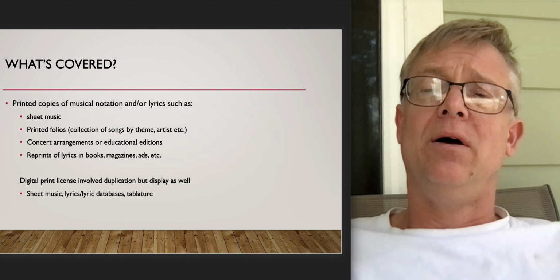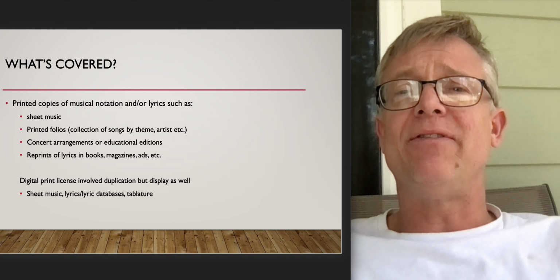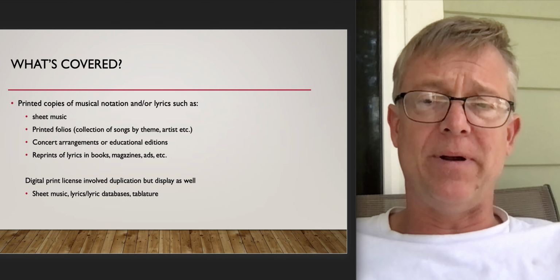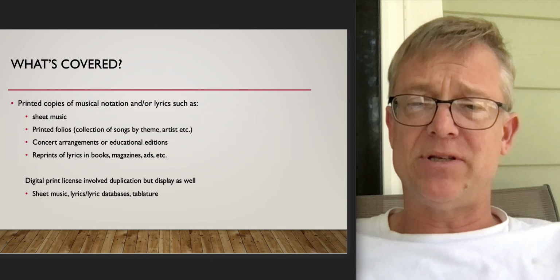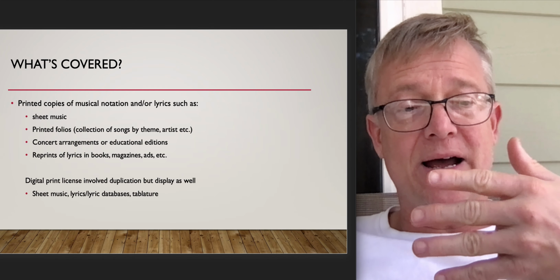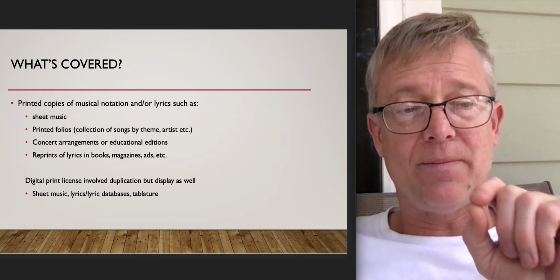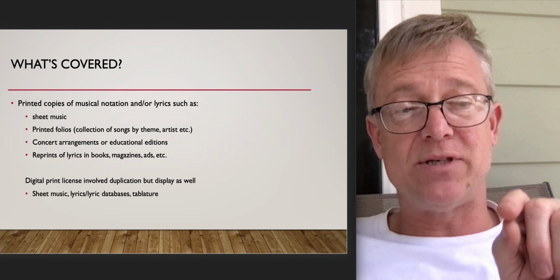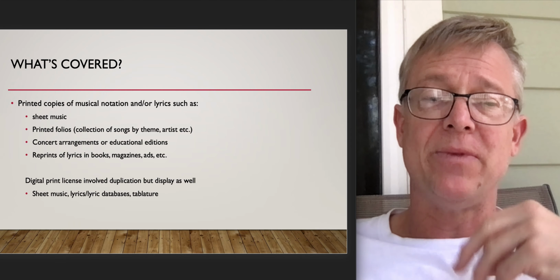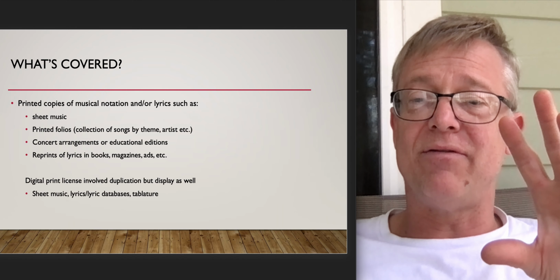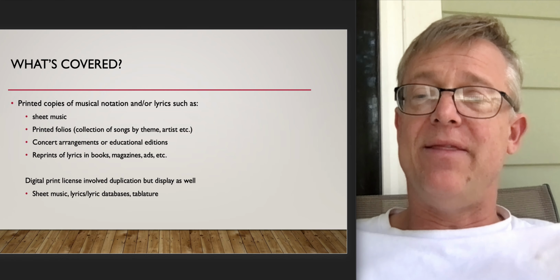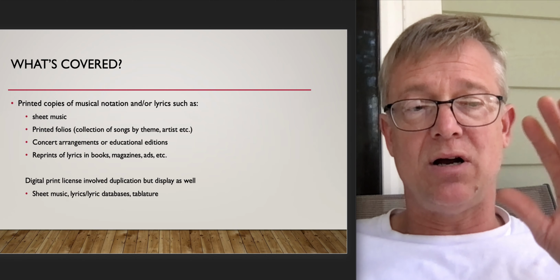Okay, so the printing license. What in the world is actually even covered? A printing license gives permission or covers the right to print copies of musical notation and/or lyrics. You remember the notation is the five lines, and you've got the dots that indicate what notes in the scale. That's music. Written music is also known as musical notation, and then that's accompanied with lyrics. You can have just the notation, just the lyrics, or the combination of the two. All are covered by a print license.